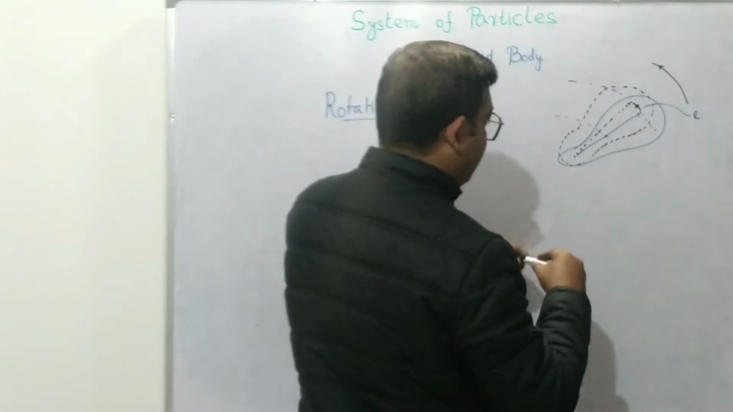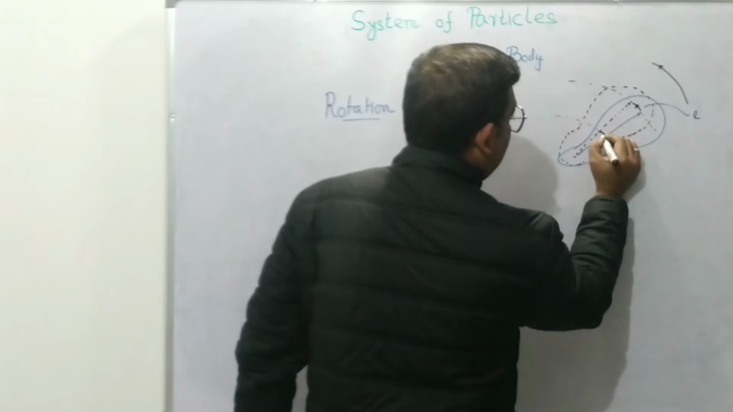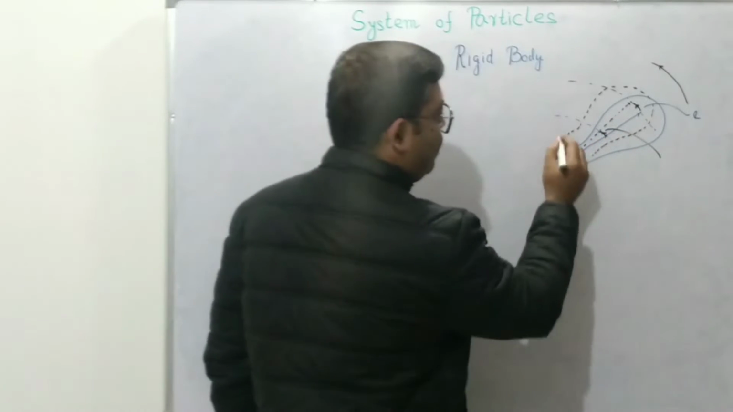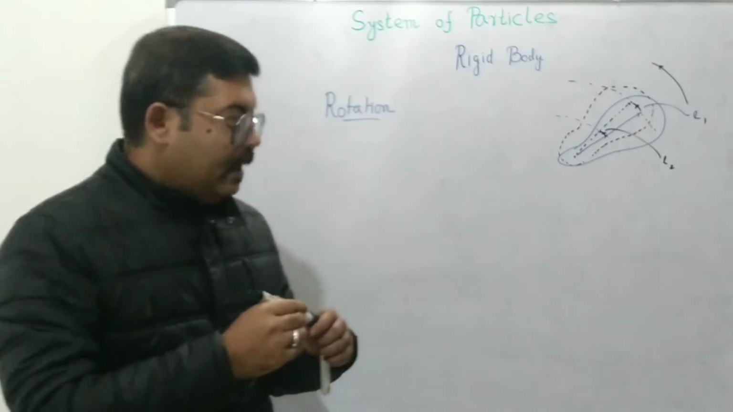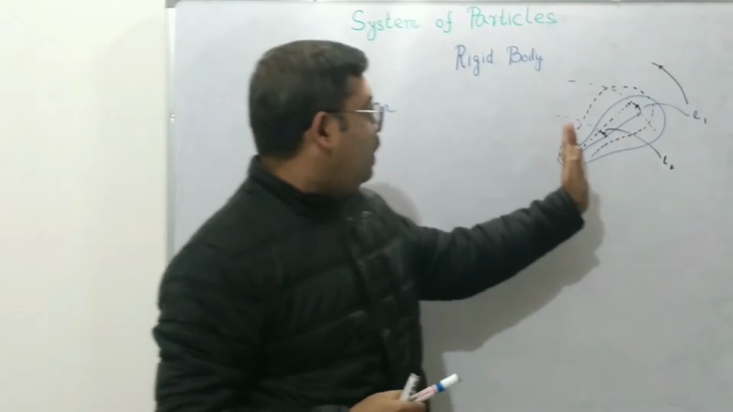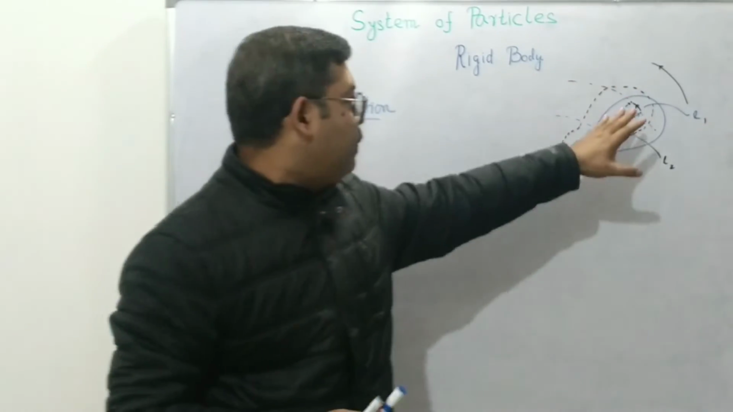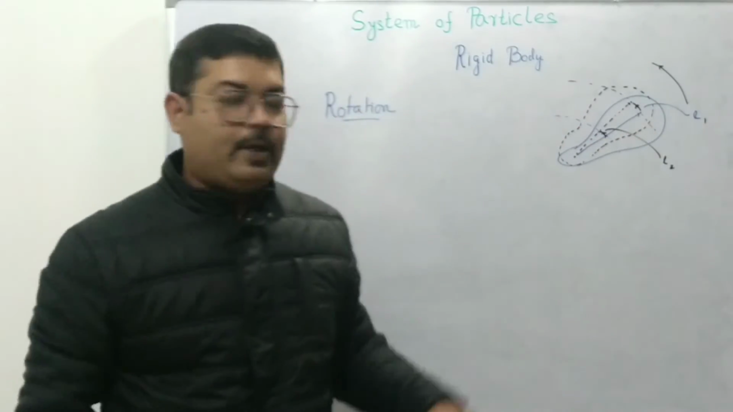So this path length here, this path length executed by the second body, is say L2. Clearly L2 is smaller than L1. By visual you can say L1 is greater and L2 is smaller, because L1 is farther from the axis.